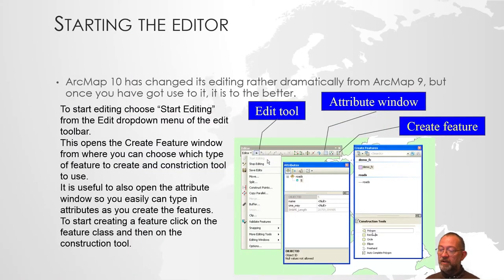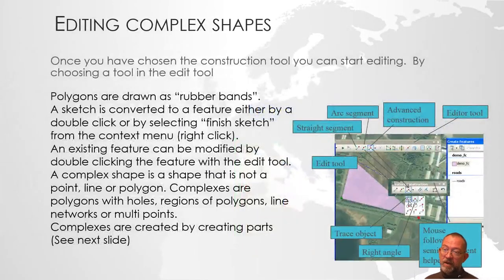So the attribute window and the create feature windows are practical to have, and I like to have them on top of each other. If we do editing of complex shapes, there are some different tools we can use.